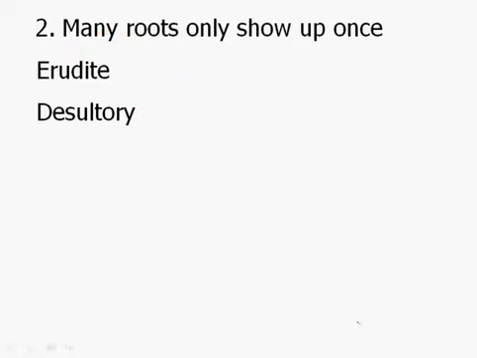Other examples. Desultory. Desultory comes from a person who basically jumped from horse to horse in the circus. So it comes from jumping, desult. Again, there's no other word that has that root. So you're learning a root, but you should just really learn the definition. What does desultory actually mean? It means rambling, unfocused. And so you can see that sometimes even if you know the roots, they don't directly relate to the definition.